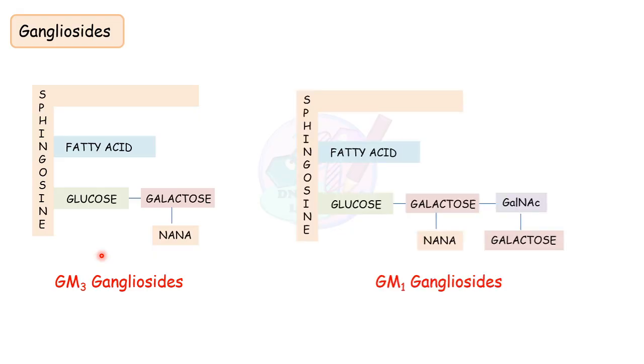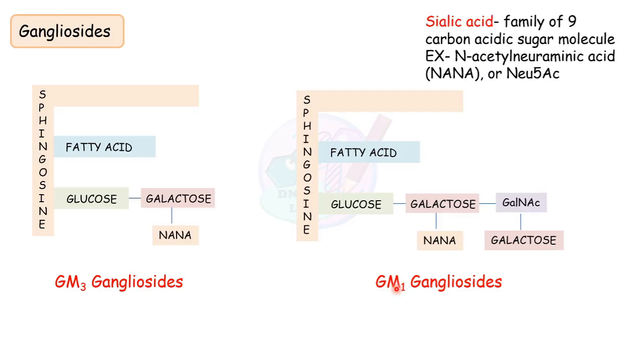Next one is GM1 ganglioside. They have a different sugar composition. Here only glucose and galactose were present. Here glucose is present, then galactose, again N-acetylneuraminic acid is present. And then it has another sugar unit, and that is N-acetyl galactosamine and galactose. So here G stands for gangliosides and M stands for mono.